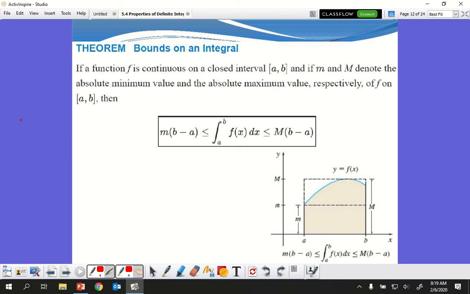All right. Okay, so we're going to go through and do some math. Okay, theory, bounds on integral. If a function is continuous on a closed interval from a to b, and lowercase m and capital M denote the absolute minimum and absolute maximum.